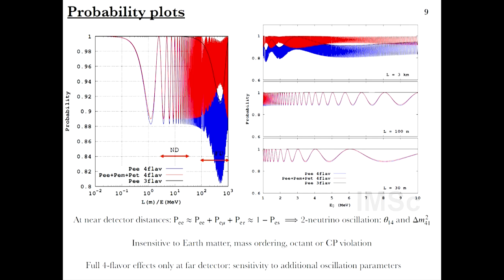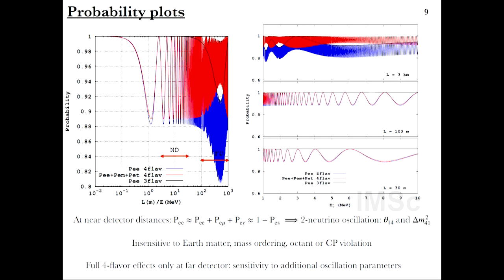Okay, so these are what the probability plots look like in the case of the baselines and the energies that we are concerned with. The red curve shows you the disappearance probability where a nu E is oscillating to a nu E, and the total flavor. So this essentially represents the probabilities that a nu E could oscillate to a nu E or a nu mu or a nu tau. In the case of 4 flavor, the black line represents the electron disappearance probability. If you see this equation here, this is essentially 1 minus the probability that nu E's are oscillating to some sterile flavor which we cannot observe.